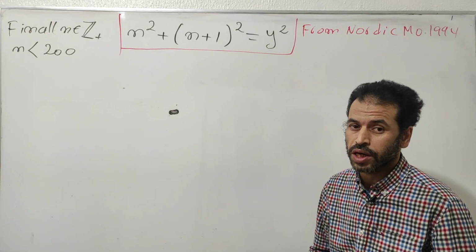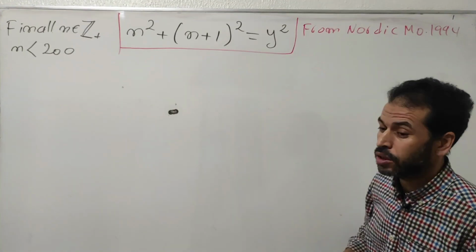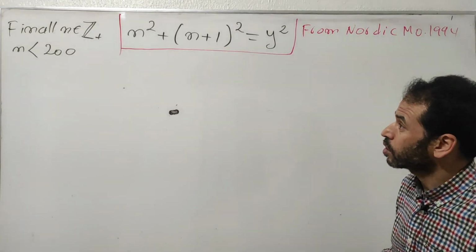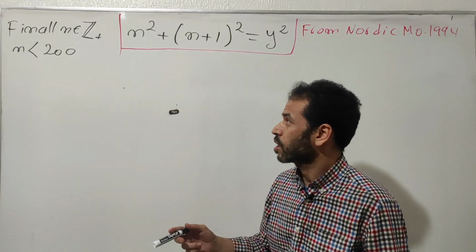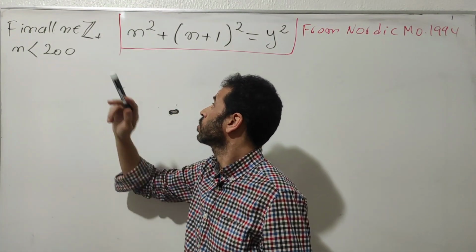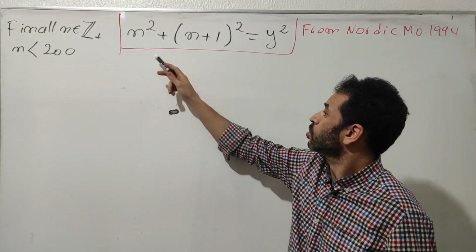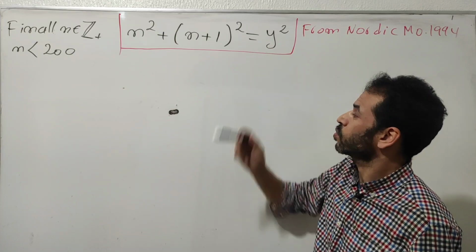In today's video, here is a nice number theory problem. It's coming from the Nordic Mathematics Olympiad, the year 1994. Here is the following information. Find all n as a positive integer satisfying the following equation, where n is strictly less than 200. We get n squared plus (n plus 1) squared equals y squared, a perfect square.